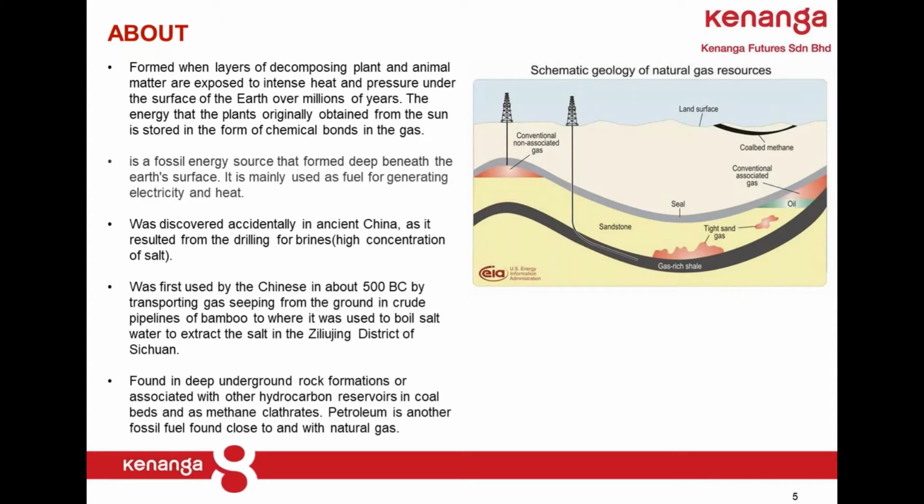So some history here on natural gas. It was discovered accidentally in China when the people of China were trying to drill for brine, which is a type of high concentration salt, back in ancient China. And then they found a way to burn this natural gas by transporting the gas from beneath the Earth using pipelines made from bamboo. This is in the district of Sichuan.